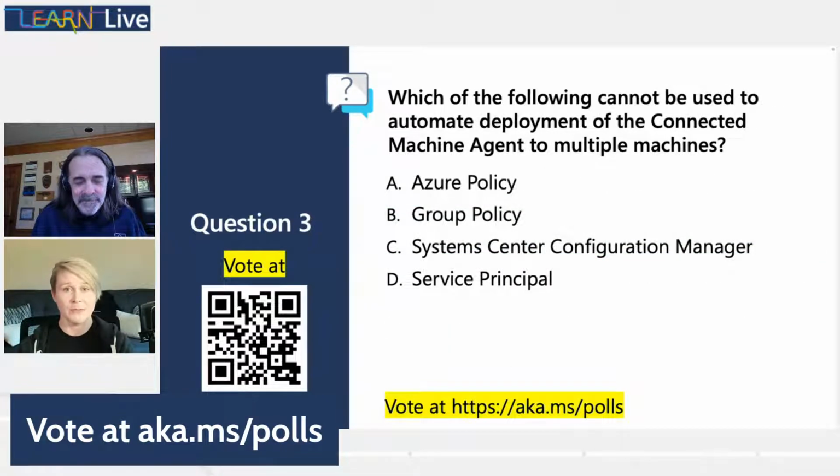Which of the following cannot be used to automate deployment of the connected machine agent to multiple machines? A, Azure Policy, B, Group Policy, C, System Center Configuration Manager, or D, Service Principal. So think closely. Sometimes they like to get tricky. We know that Config Manager and Group Policy are two of them, because we saw that page. So it's either Azure Policy or Service Principal.